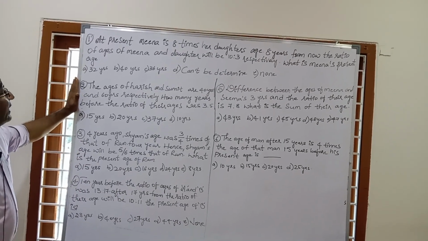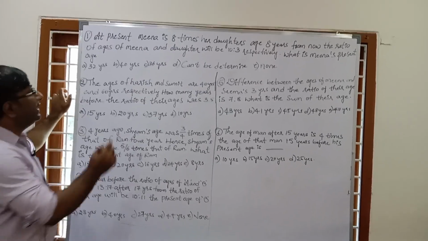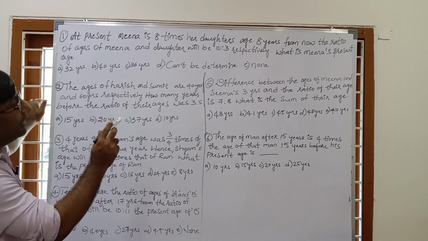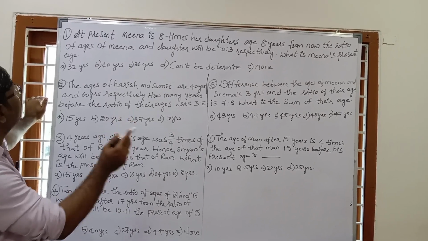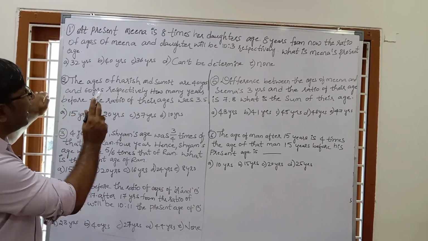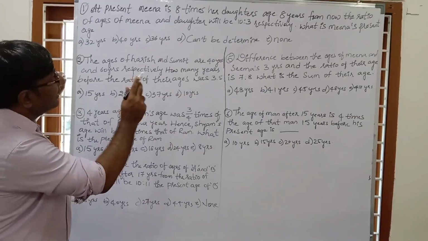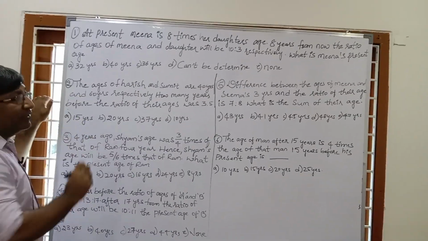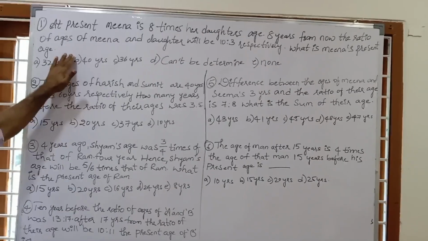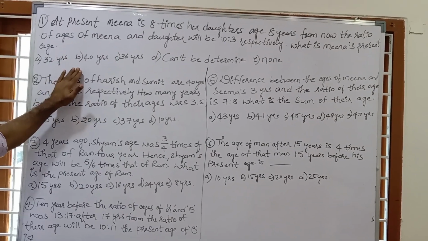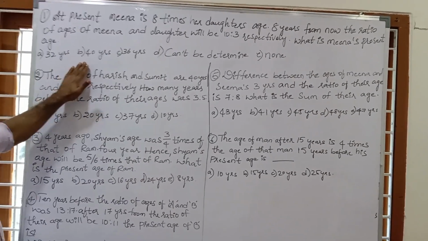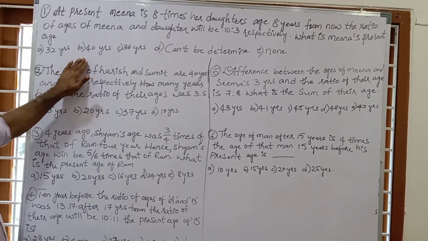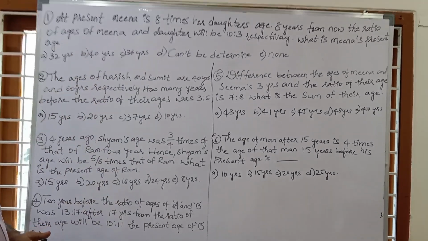Now see the first question. The first question is, at present Meena is 8 times her daughter's age. 8 years from now, the ratio of ages of Meena and her daughter will be 10:3 respectively. Then what is Meena's present age? So I already explained the age related problems with the option method and the basic method. So you can find the answer very easily.